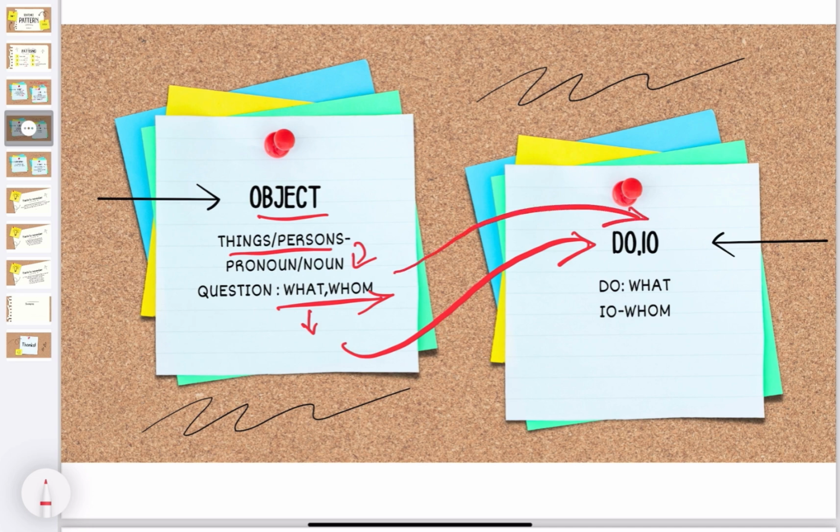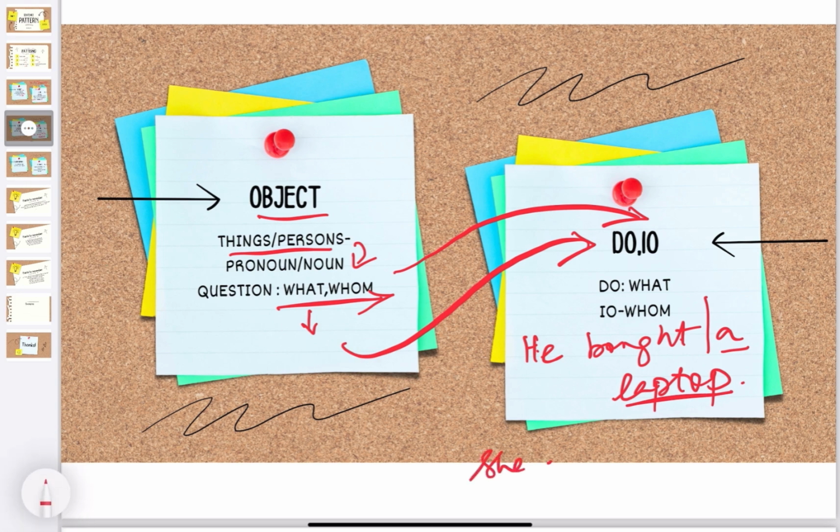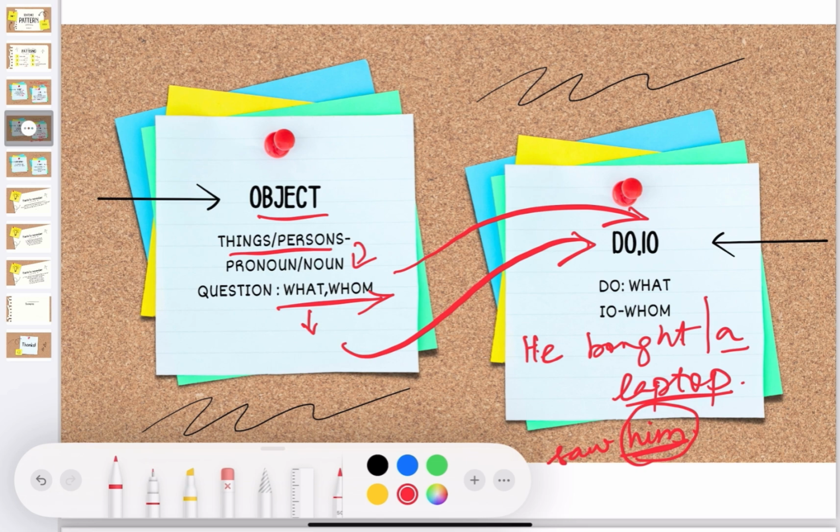Okay. For example, I can give you this example. He bought a laptop. Okay. So he bought what? It will answer a laptop. So a laptop is the object here. She saw him. Here, she saw whom? She saw him. Okay, it answers whom. So that is again an object.